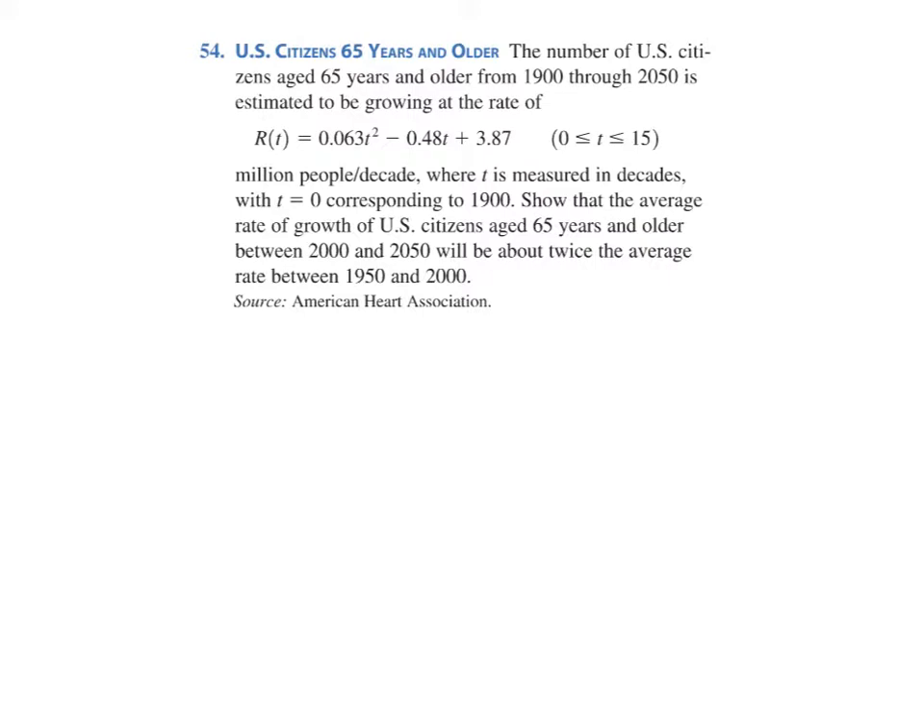Notice this function only applies for that 150-year period, and the function returns millions of people per decade. T is measured in decades, as I mentioned, and when t equals 0, we're talking about the year 1900.